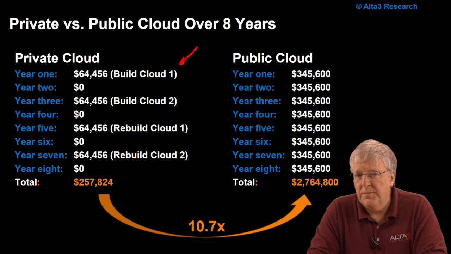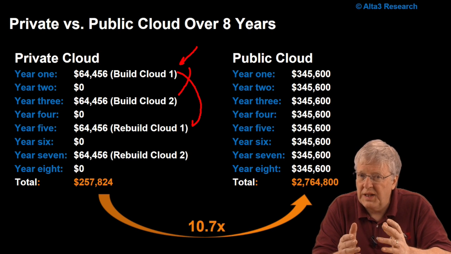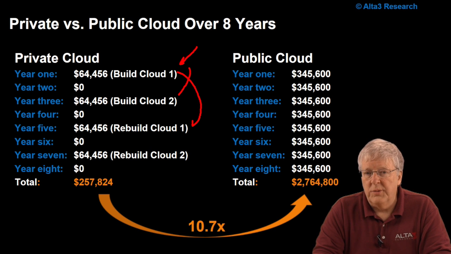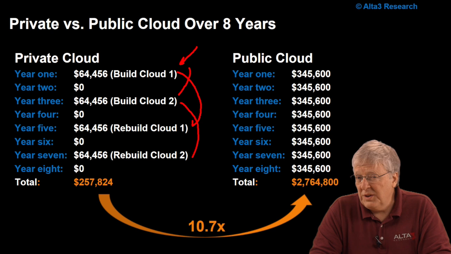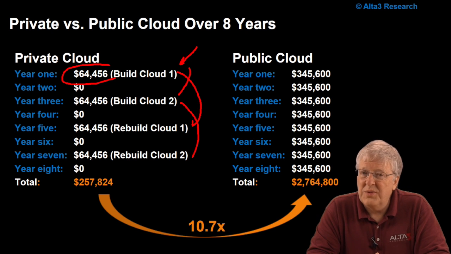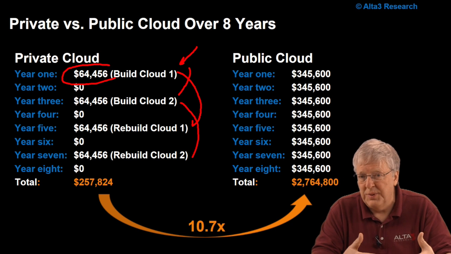So you'll see here we build cloud one, and then 4 years later, we'll rebuild that cloud. And then what we do is we stagger every 2 years. If we're going to run two clouds, the second cloud will be built in the second year, and then it would be rebuilt 4 years after that. So if you just look at it as pure expense, this is about a $32,200 a year expense that we're going to have to pay just to build a cloud.